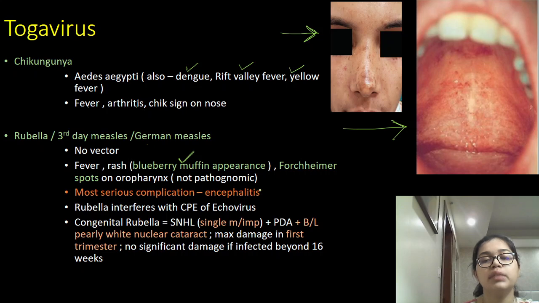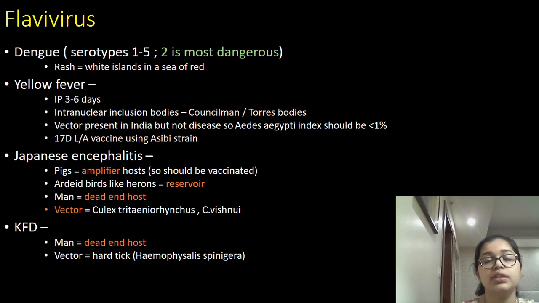The most serious complication is encephalitis. It interferes with the cytopathic effect of echovirus. Congenital rubella, it's a triad of sensorineural hearing loss, patent ductus arteriosus, and bilateral pearly white nuclear cataract. Out of all these, the single most important is sensorineural hearing loss. Maximum damage occurs if infection occurs in the first trimester. If infection occurs beyond 16 weeks of gestation, there is no such risk.